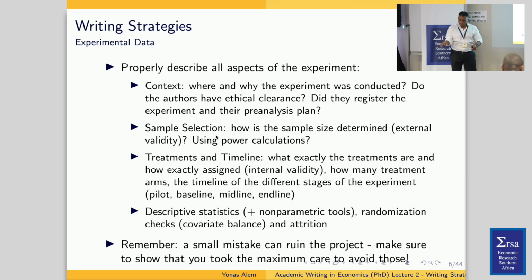Internal validity means that you allocated treatment within the group using randomization. So that means internally it is valid. So you explain that, and then you have descriptive statistics, randomization checks, and things. So hold on, randomization checks.